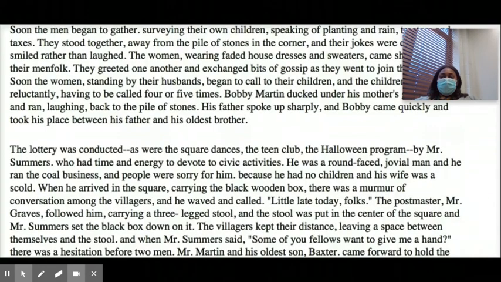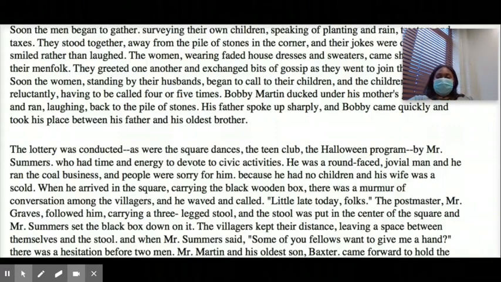When he arrived in the square, carrying the black wooden box, there was a murmur of conversation among the villagers, and he waved and called, "Little late today, folks." The postmaster, Mr. Graves, followed him, carrying a three-legged stool, and the stool was put in the center of the square, and Mr. Summers set the black box down on it.